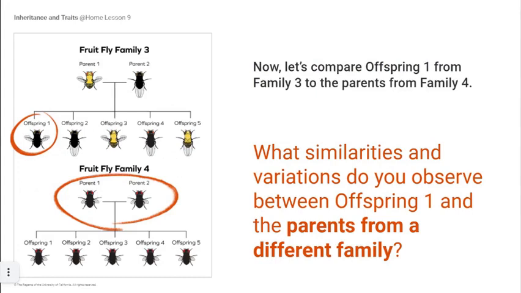Okay, now we're going to compare offspring 1 from family 3 to the parents from family 4. So let's think. We have fruit fly family 3 with their parents and offspring 1, which is circled for you. And then we have fruit fly family 4 and their parents. And what do you notice? Stop, pause the video, think about what you notice, maybe jot it down. But what do you notice between that?